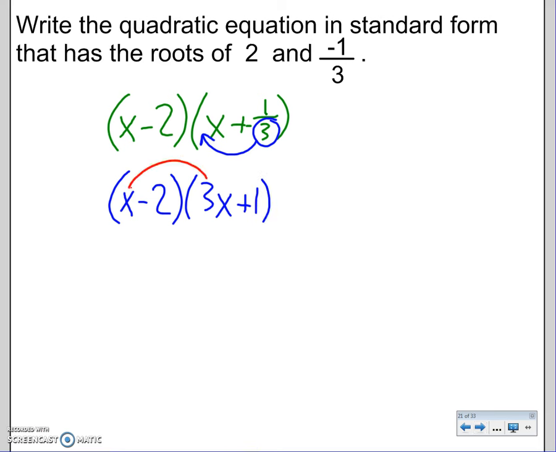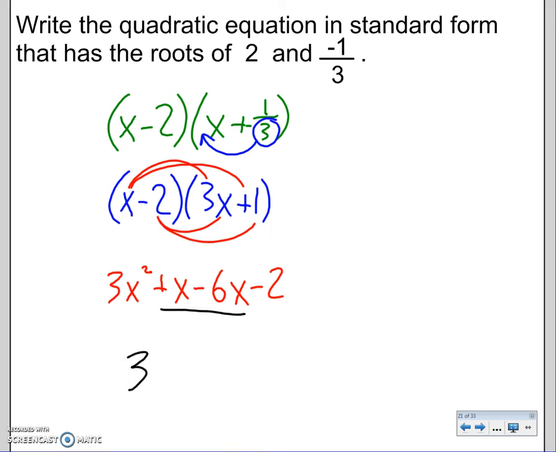So x times those two, and negative 2 times those two. So x times 3x is 3x squared. X times 1 is 1x. -2 times 3x is -6x. -2 times 1 is -2. Combine like terms, so these x's combine. Our final answer is 3x squared minus 5x minus 2.